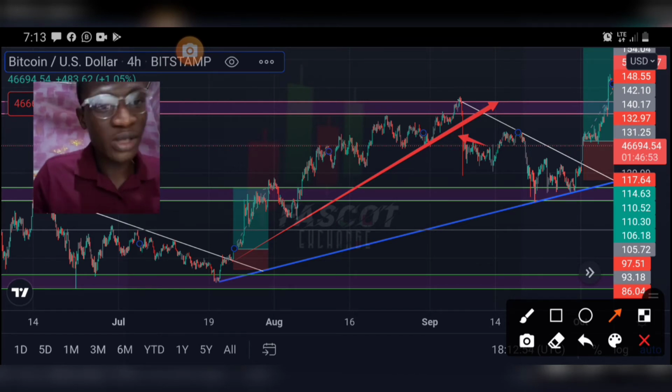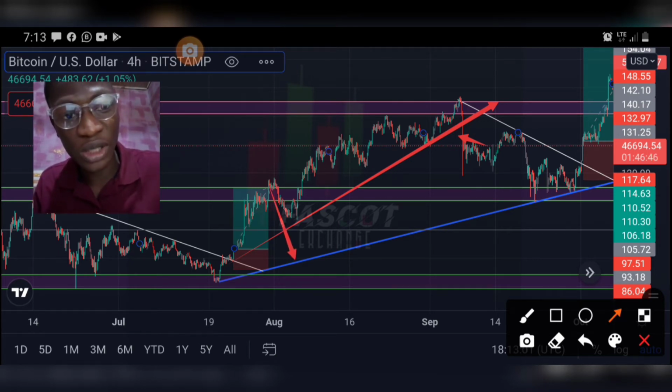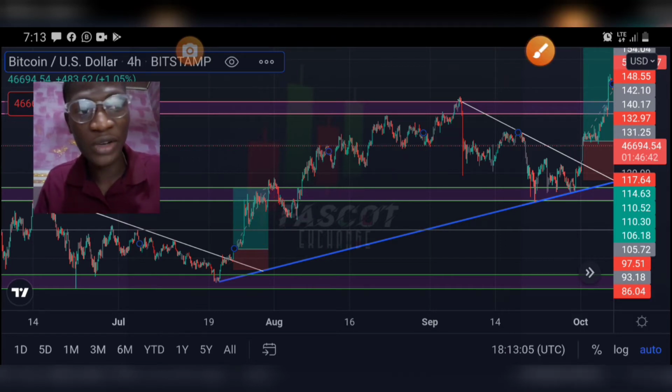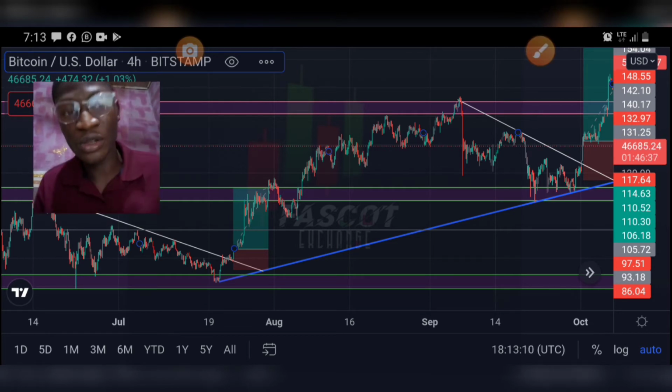I tell most of my students that whenever you trade the market, don't be too greedy. Okay, because you never know. Maybe after this retest, there's going to be a fall from there. It's only when you are confident enough, or when you are sure of an entry, that you could continue with the trend.